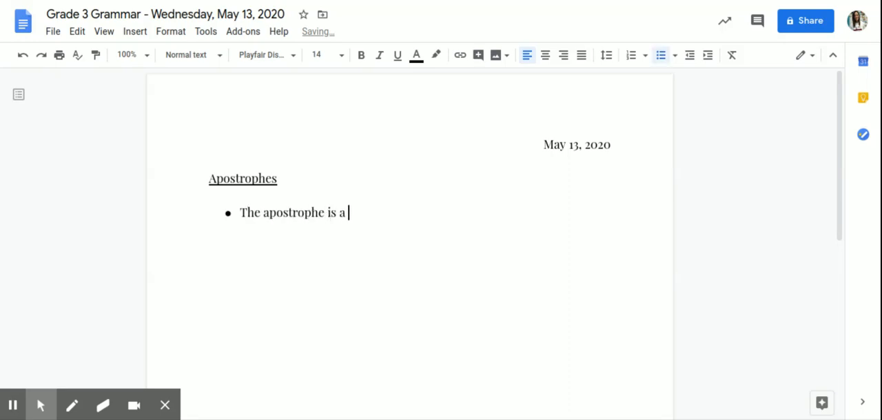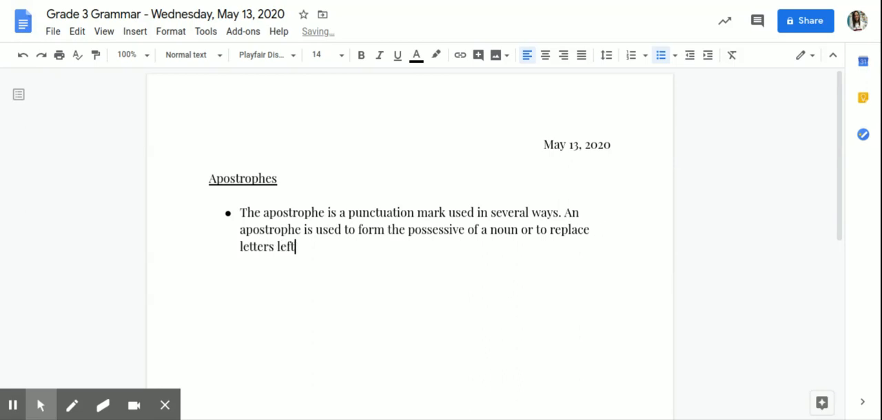The apostrophe is a punctuation mark used in several ways. An apostrophe is used to form the possessive of a noun, meaning when someone owns something, you would use an apostrophe to show they owned it. And I'll give you an example of that in a second.